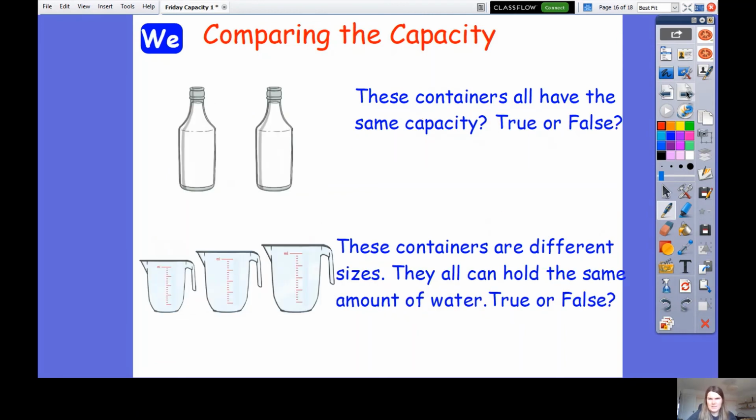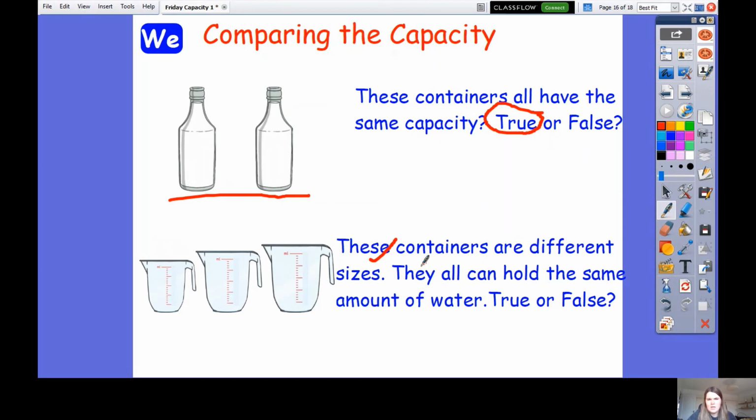All right, let's do this one together. These containers all have the same capacity. So that would mean they'd have to be the same. What do you think? True, well done. They are absolutely identical. These 2 bottles would have exactly the same capacity because they are identical. Okay, next question. These containers are different sizes. What do you think? Yes, well done. They are different sizes. We've got a large one here all the way down to the smaller one.